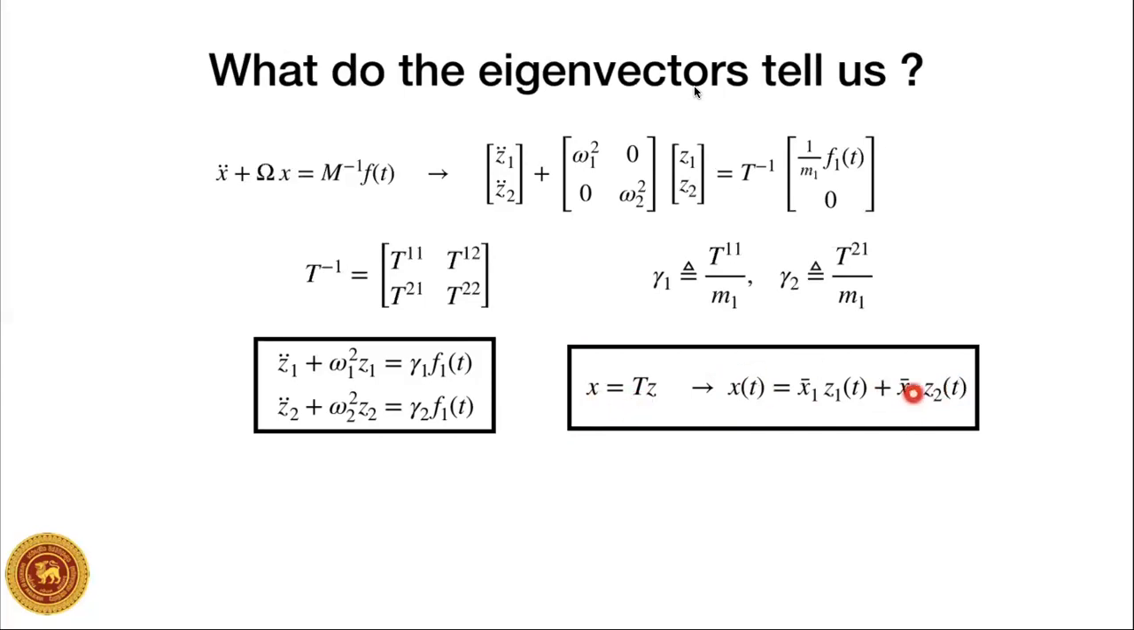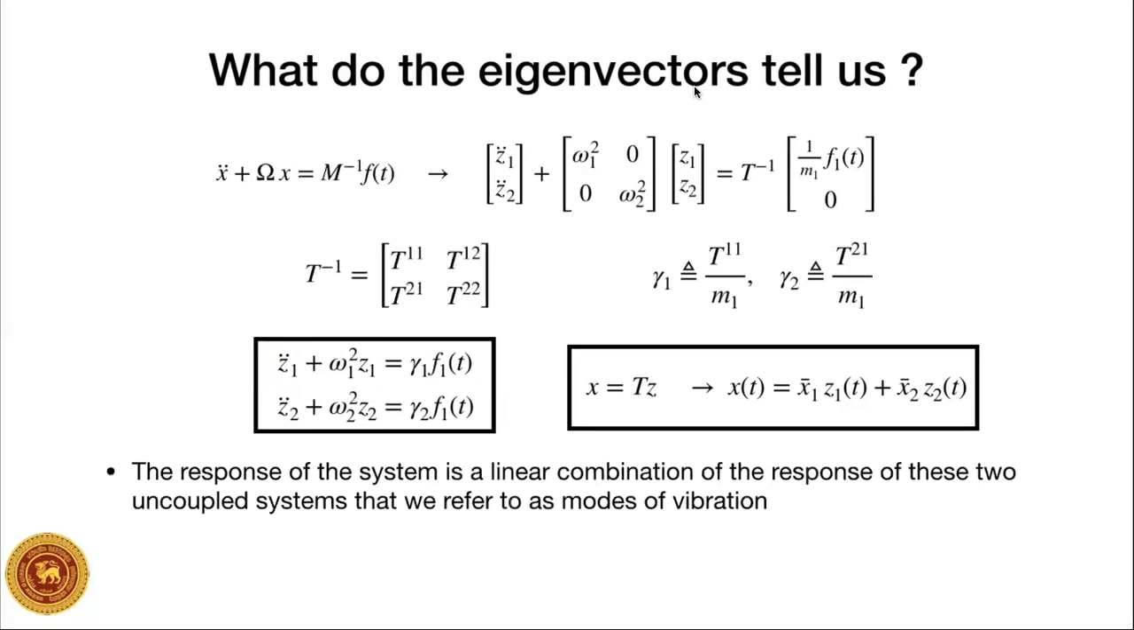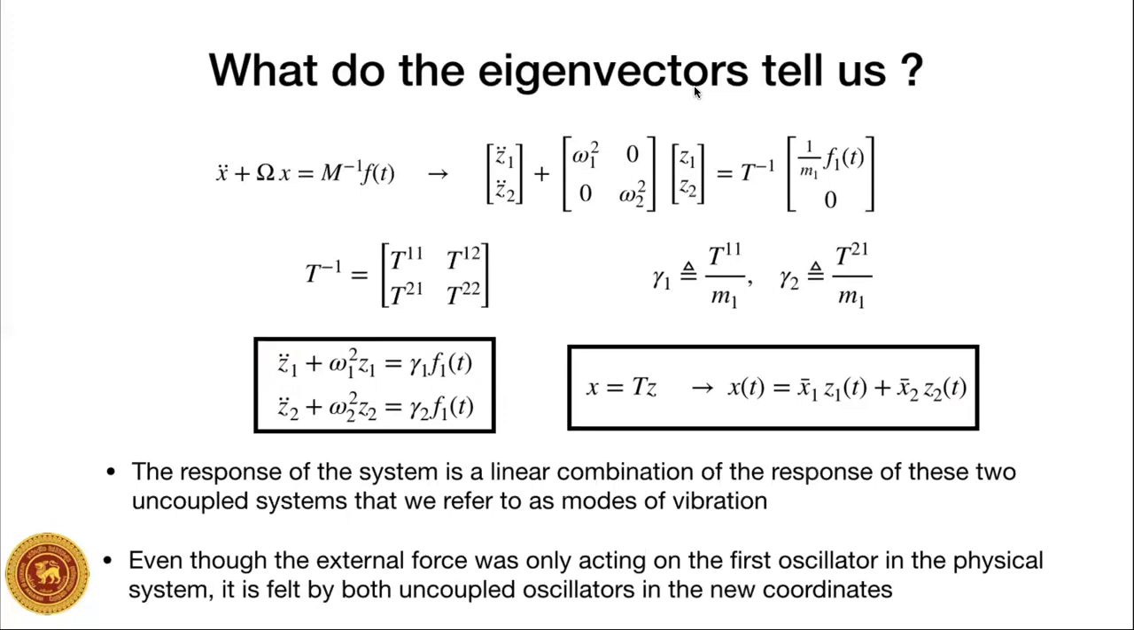So what does this tell us? This tells us your actual solution or the actual response of your system is a linear combination of the solutions of these two differential equations. And that is very interesting. And it also shows something very interesting. In the original system, the external force was only acting on the first mass. But now we see that through this coupling that comes through this T, the force is actually coupled to both these oscillators.